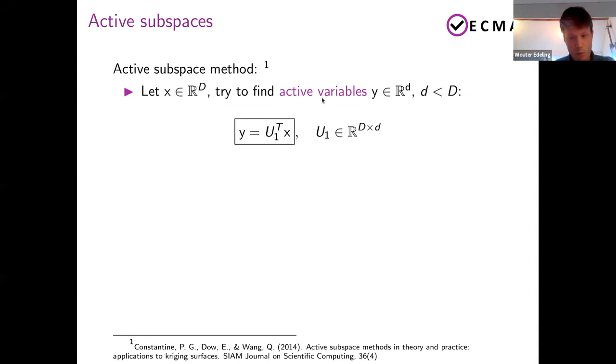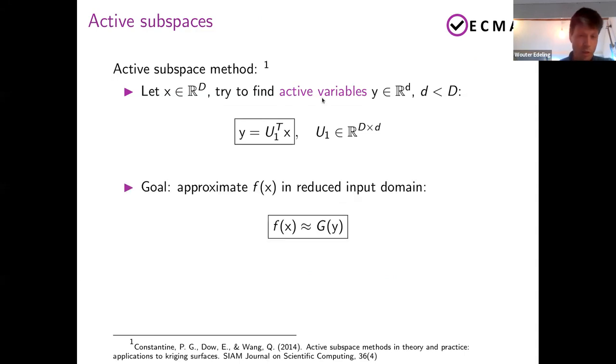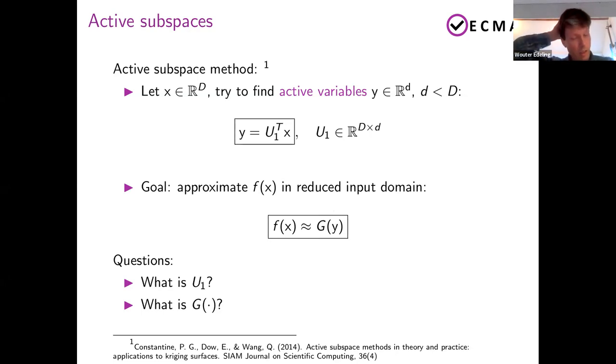And if you're able to find that, then the next step would be to make a surrogate model of your code. I'm calling it G here, but in the reduced input domain. And so those are the two things. And then of course the questions are, what is U1 and what is going to be G?